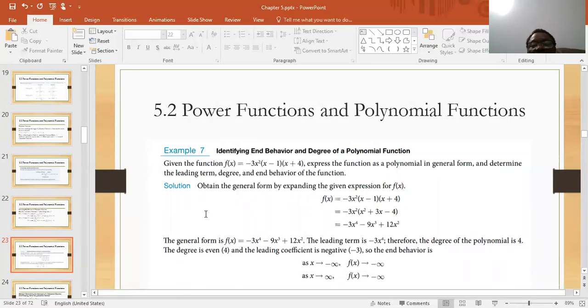So this polynomial has a leading term minus 3x^4. The degree is an even number, 4. The leading coefficient is minus 3, which is negative. So as x tends to negative infinity, f of x tends to negative infinity. And as x tends to infinity, f of x still tends to negative infinity, because the degree of this polynomial function is an even number.